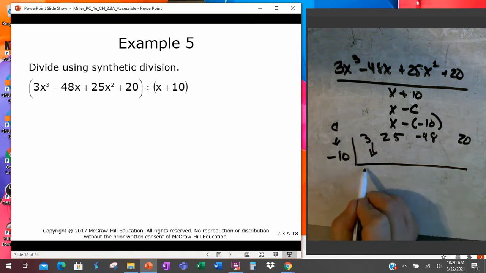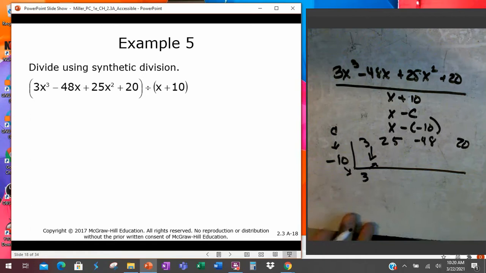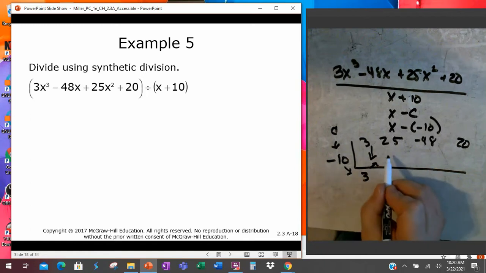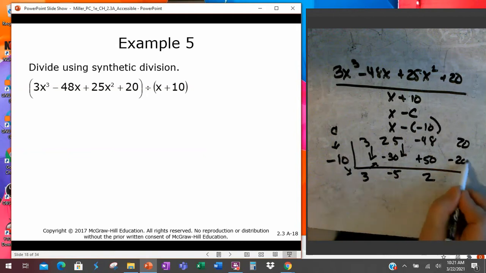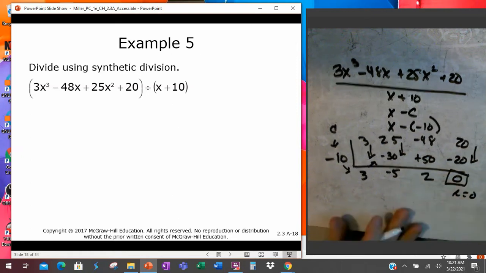So here's 3. And then this times this and bring it up. Negative 10 times 3 is negative 30. 25 minus 30 gives me my negative 5. Negative 10 times negative 5 is plus 50. This gives me 2. And then negative 10 times 2 is negative 20. And look at here. When I leave this, that gives me a remainder of 0.